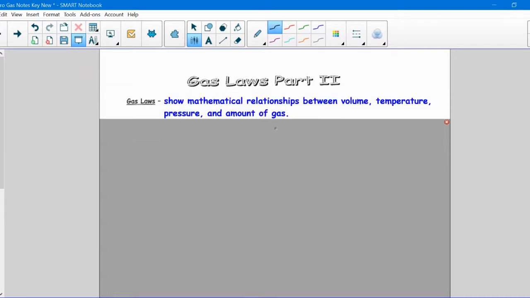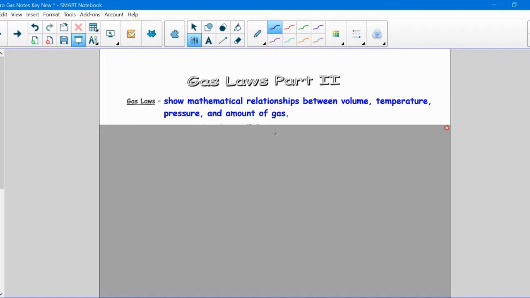So what are gas laws? Well, gas laws are going to show a mathematical relationship between some different variables. So we're going to discuss how volume, temperature, pressure, and the amount of gas affect each other. So we're going to abbreviate these things in our gas laws and these notes coming up.